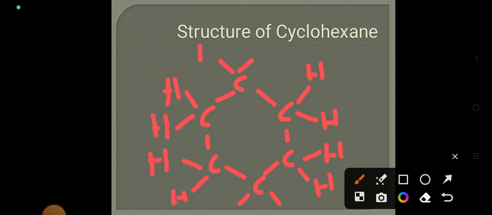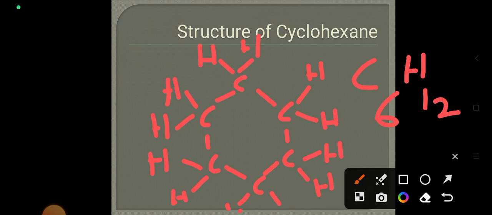So this way we write down the structure for each carbon, and here also, the formula will be C6H12. Okay, so this is how we would write the structure for cyclohexane and so on.